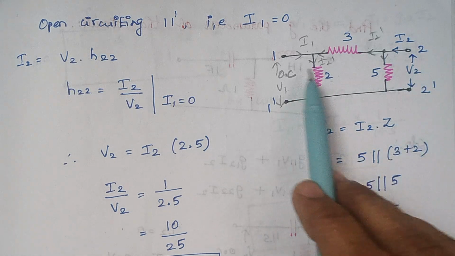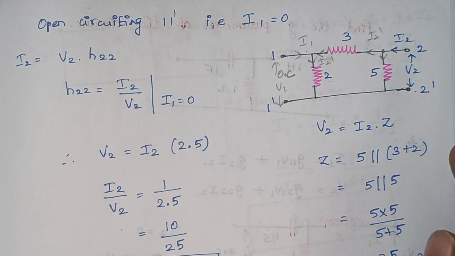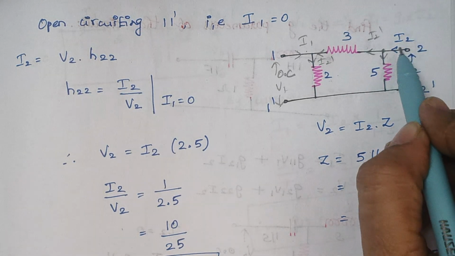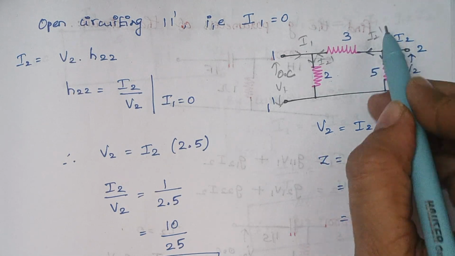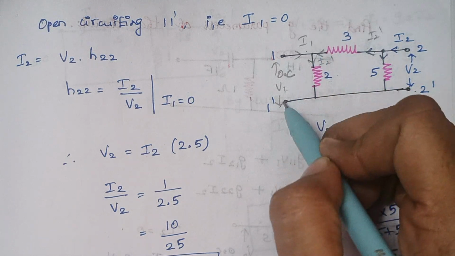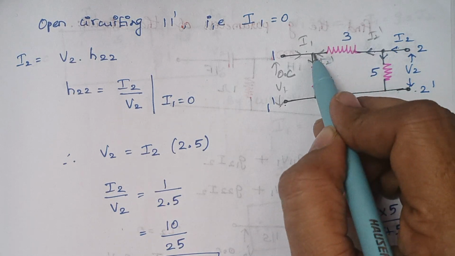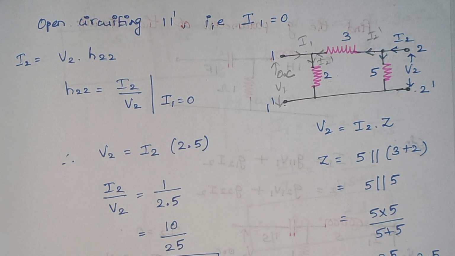So just look at this diagram. V2 is given by I2 into Z. When you look at this circuit, I2, when it reaches this node, gets divided into 2. Again the same current, when it reaches here, there is an open circuit. So the current flowing through this 3 ohm will flow through this 2 ohm. Making it clear?